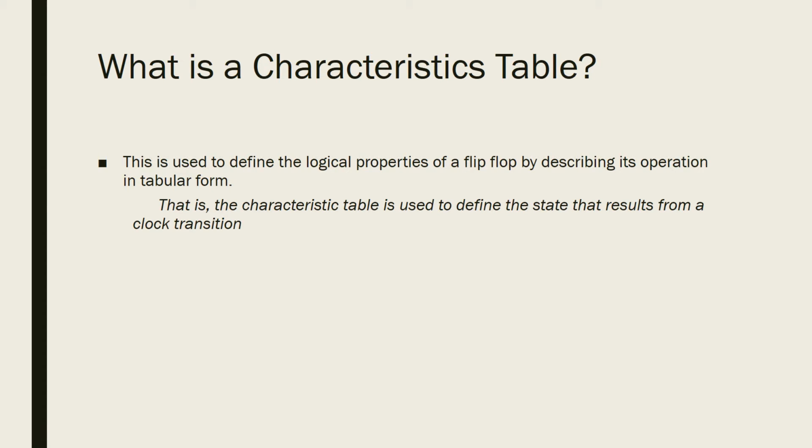The formal definition of a characteristics table is that it is used to define the logical properties of a flip-flop by describing its operation in a tabular form. All this is saying is that the characteristics table is used to define the operations that can be performed by the flip-flop and showcasing these operations in a table.